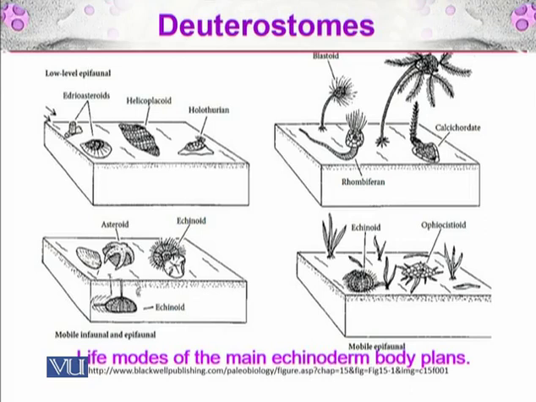On the left lower side, you can see the mobile infaunal and epifaunal forms, which can move. Infaunal means they can go into the depth as well as come to the surface of the sediments. And then there are the mobile epifaunal forms, which are echinoids and ophiocystoids. So these are the different life modes in the different types of echinoderms, as well as their different body plans. And asteroids, which are the starfish, are mobile infaunal and epifaunal. Mobile means they can move. Infaunal and epifaunal means they can either go inside or live on the sediments.